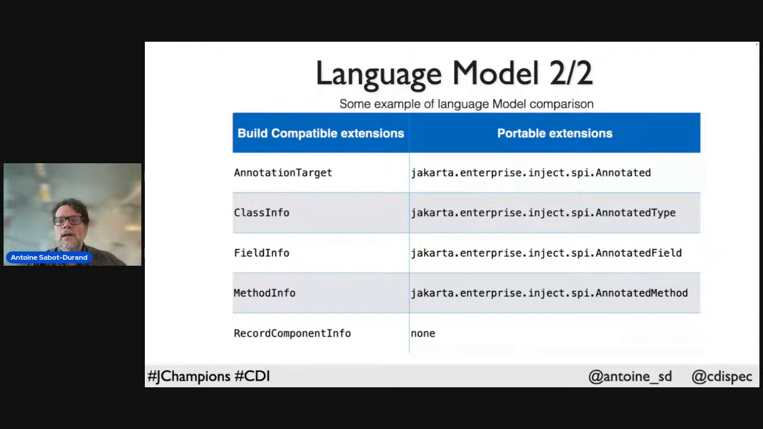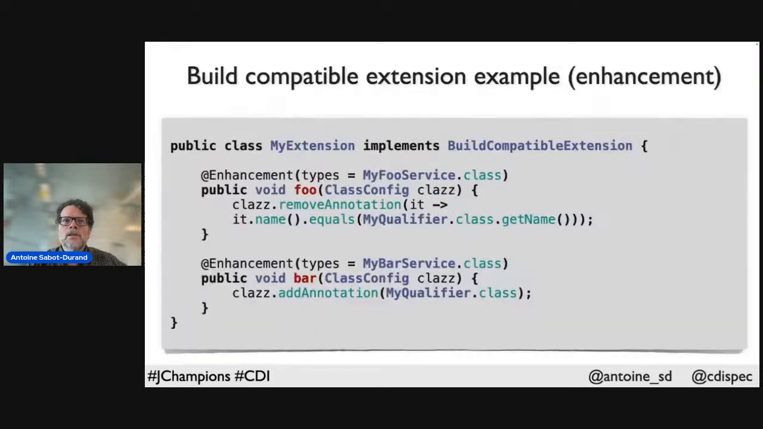Record component info has no matching part in the portable extension because record is a new feature in Java, and it wasn't introduced in the portable extension. And that's it. So with those new elements to enrich your Java class, you can go through all the new build-time compatible extension. So let's go for an example.